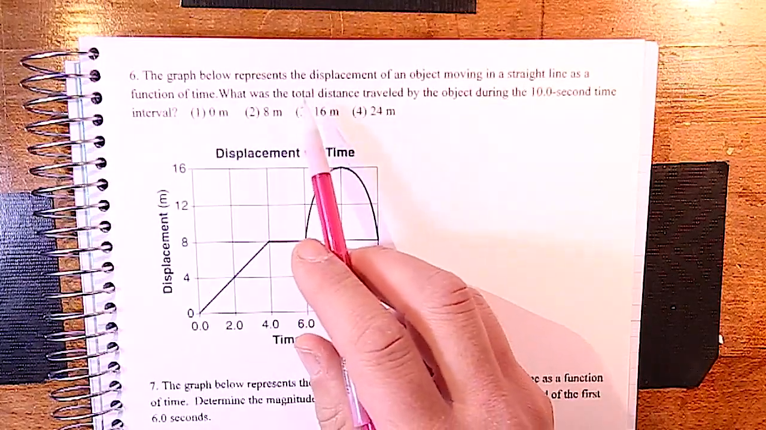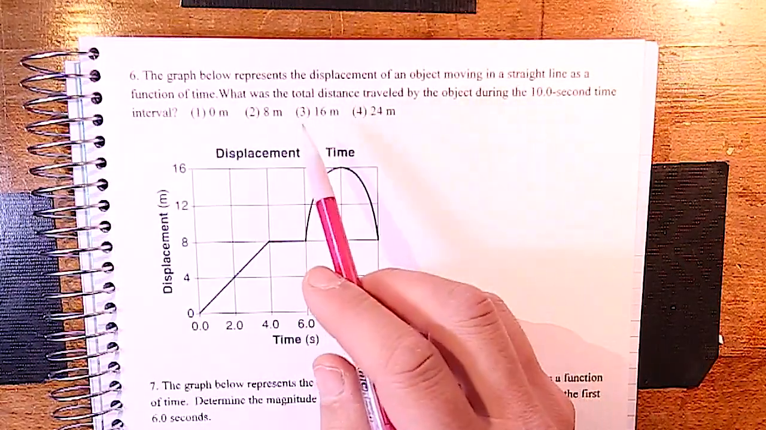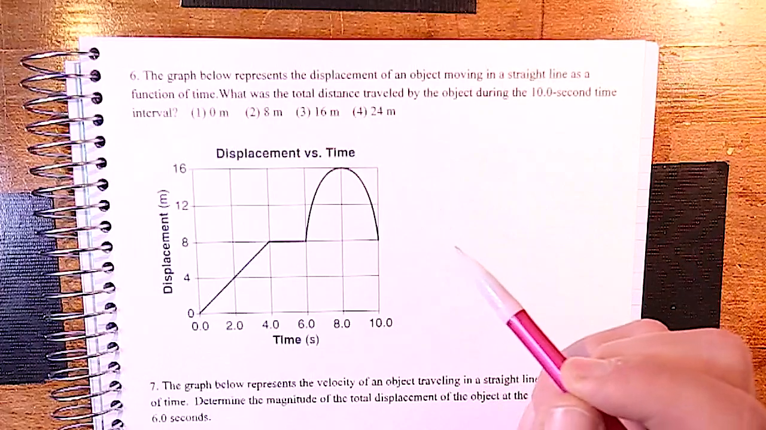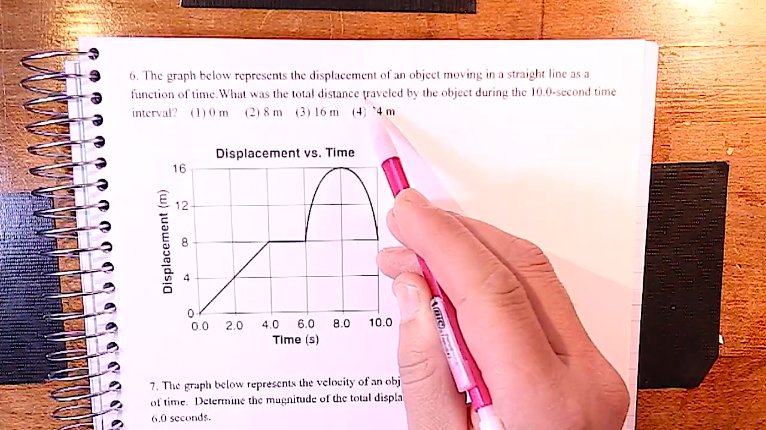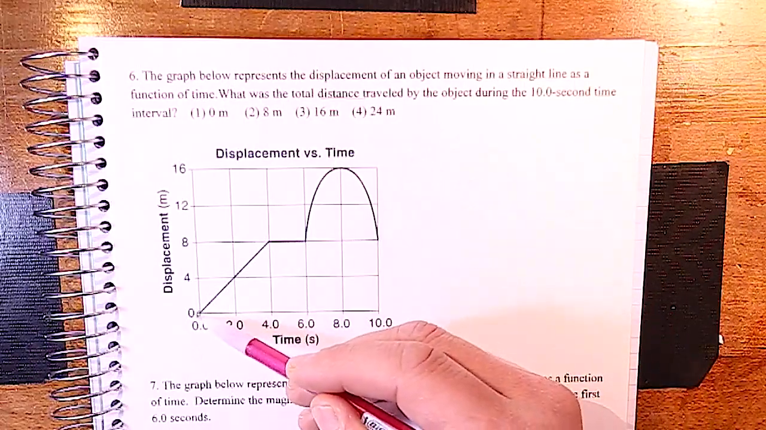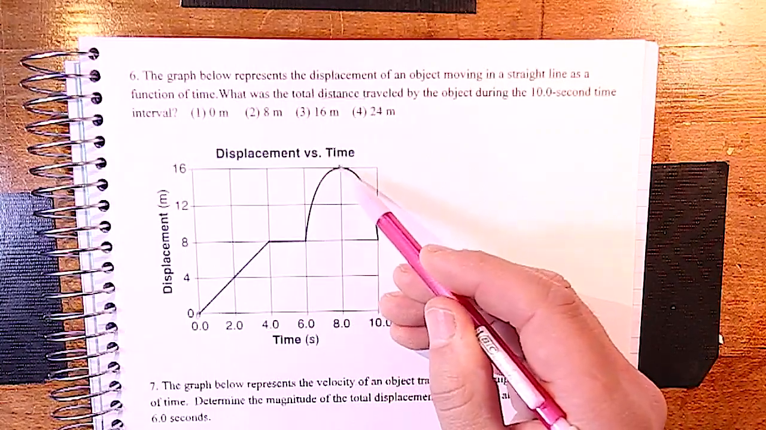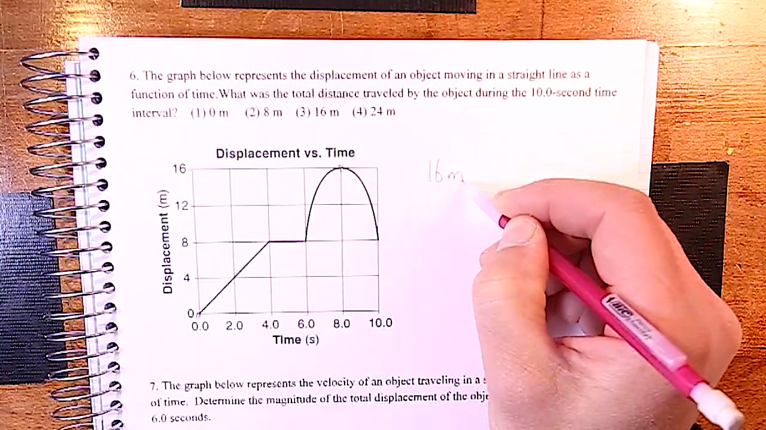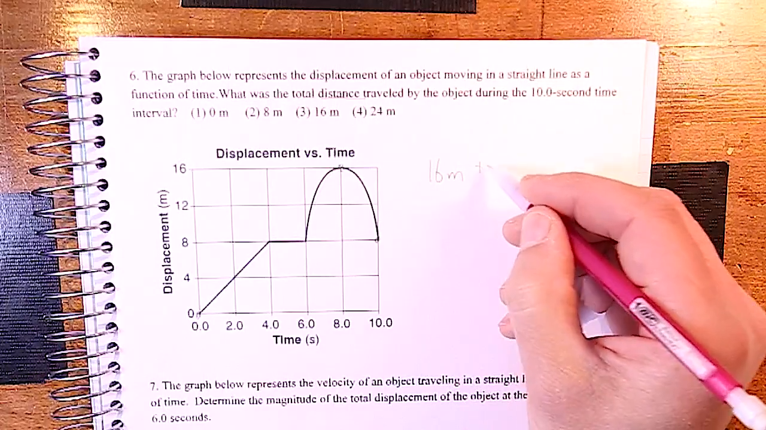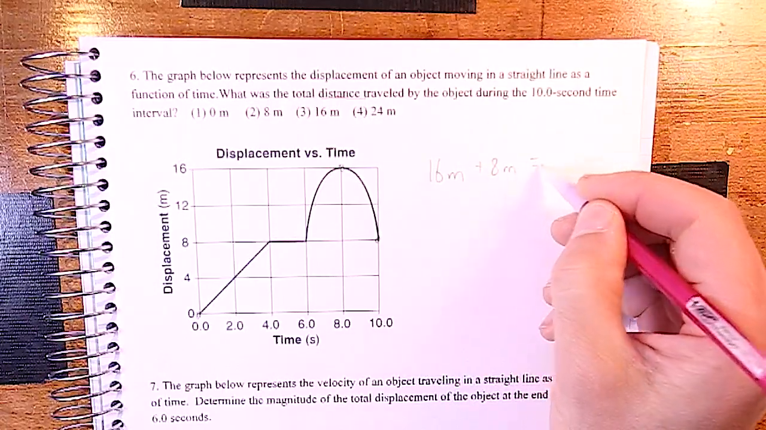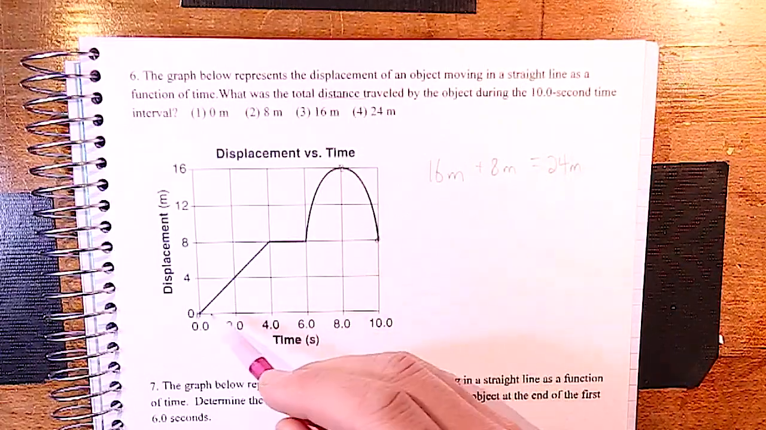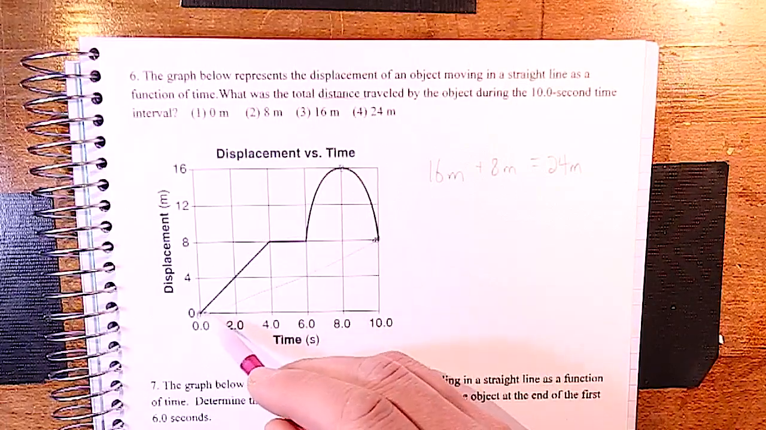The graph below represents the displacement of an object moving in a straight line as a function of time. What's the total distance traveled from 0 to 10 seconds? So we have to remember that distance is the total path traveled. So this object started at 0, and in some way or another it got up to 16 meters. So it traveled 16 meters, but then it traveled back to 8 meters. So it traveled an additional 8 meters. So the total distance traveled is 24 meters. Had the question asked us for displacement, that would be start to finish, and the answer would have been 8 meters.